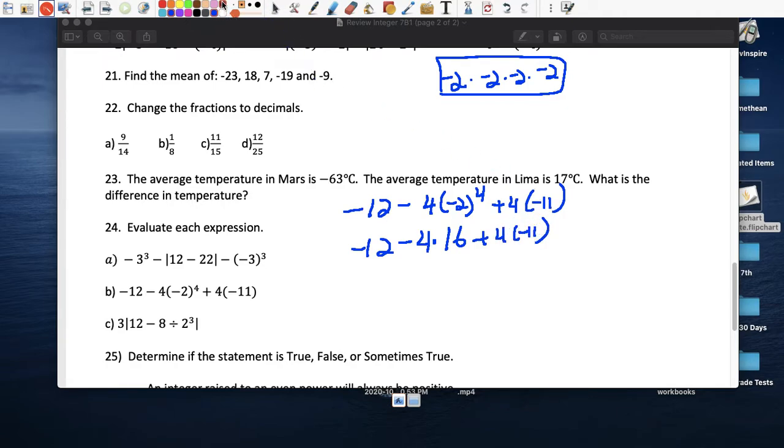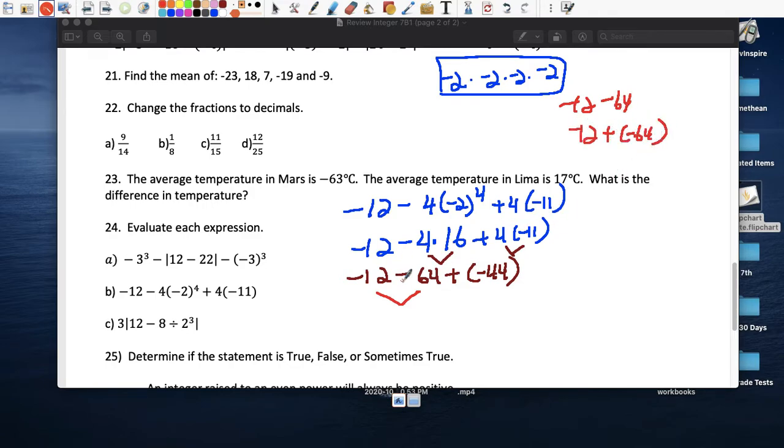Okay, order of operations still. Not doing anything with this one, but we can do this, right? Multiply, which is 64, plus, let's multiply 4 times negative 11, it's going to give us negative 44, right? Do these two: negative 12 minus 64, it's going to be negative 12 plus negative 64, and that's going to give us negative 76, which we are going to add to negative 44, and that looks like negative 120. Okay.